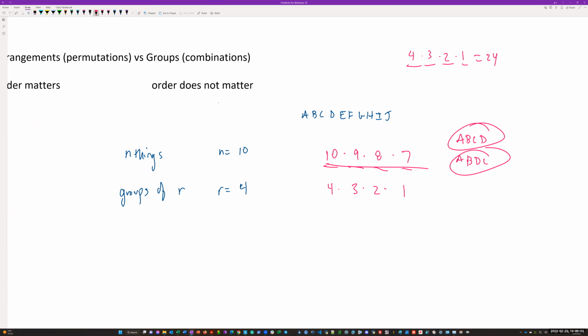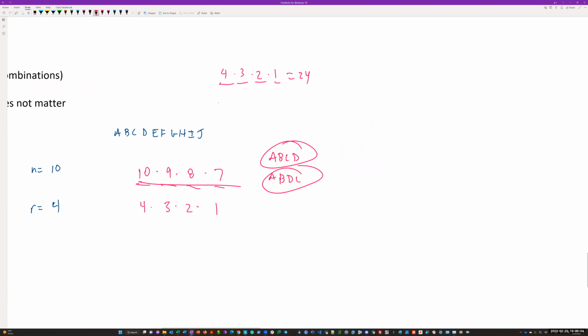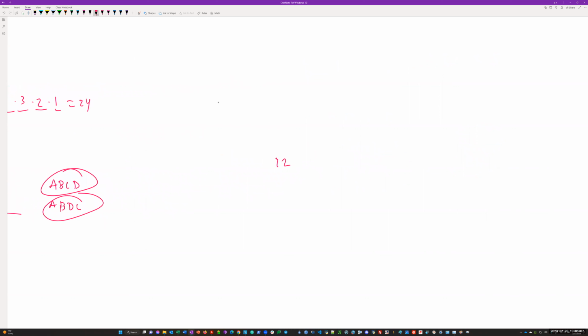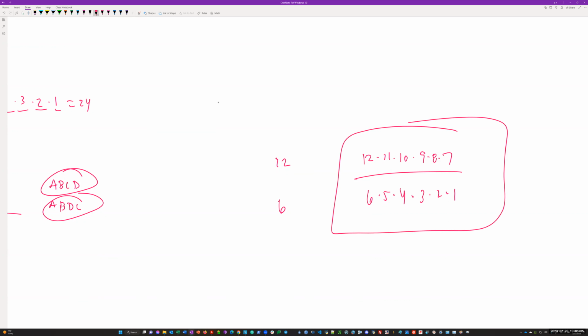But if I start saying that you have 12 things, and you want to pick groups of 6, you're right, 12 times 11 times 10 times 9 times 8 times 7, because there's 6 of them. And then you divide by 6 times 5 times 4 times 3 times 2 times 1, because there's 6 factorial ways that you could have reordered the things within each of the groups. So you divide out the 6 factorial many ways. Anyway, this is the way we end up doing the groups thing.